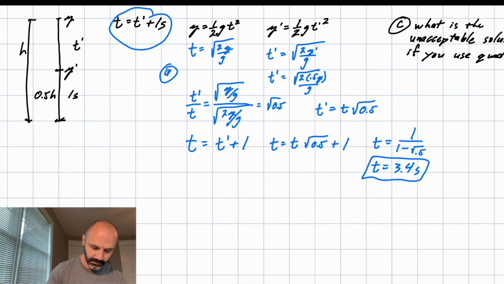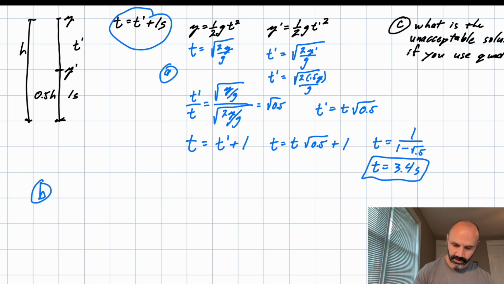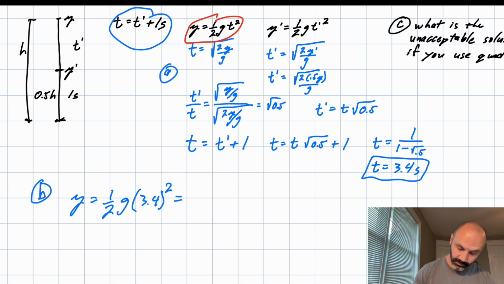Well, that's easy now, because all we have to do is take this equation and plug in the value for t that we got. So this is going to be very simple. y equals 1/2 g times 3.4 seconds squared, and that'll give you 57 meters. That's the answer to B.